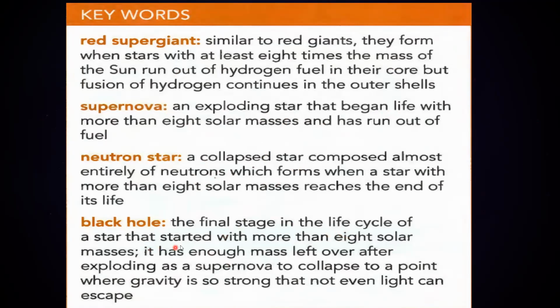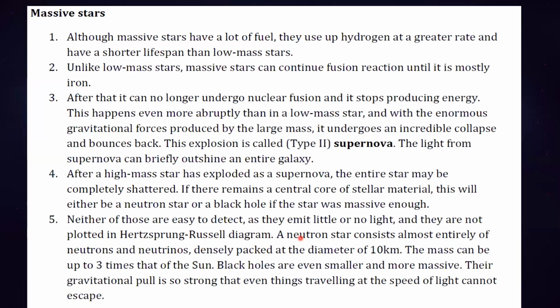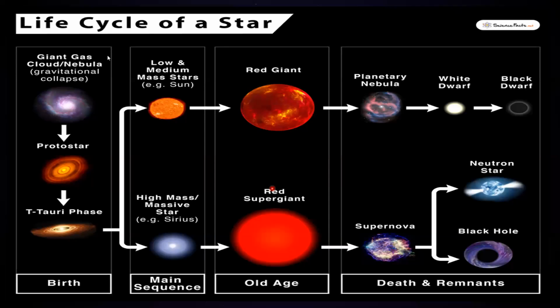And a black hole is the final stage in the life cycle of a star which started as a high mass star, and enough mass is left after the explosion that it collapses to a very small point that cannot allow the light to escape. So this is the difference between the star cycles. We may have a low mass star or a high mass star. High mass stars are usually 8 or more times the mass of the sun, and low mass stars are about the same as the mass of the sun or up to 3 times the mass of the sun.